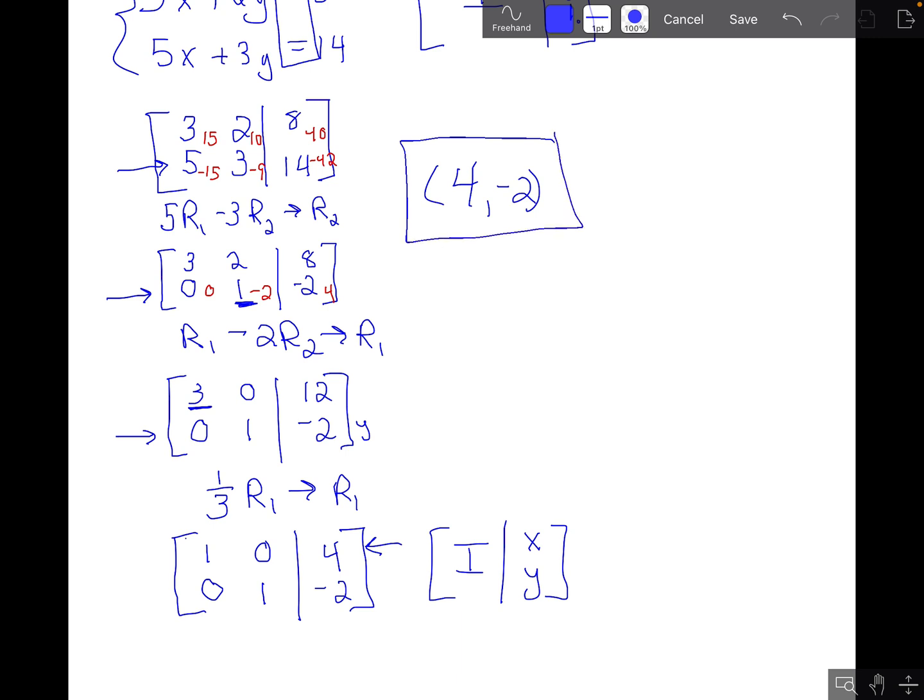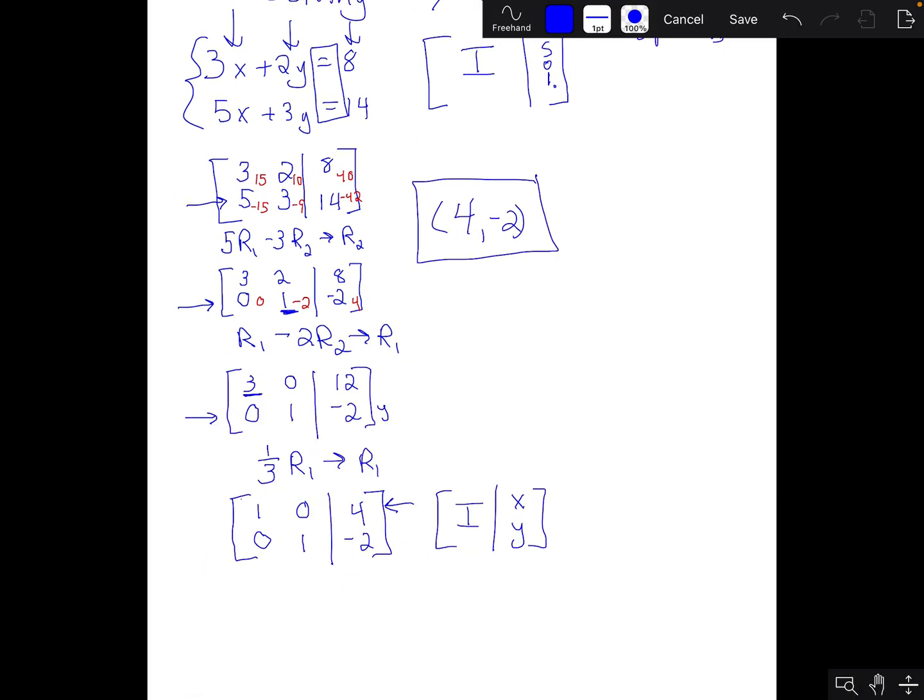And that's how we use row operations to solve a system of equations. Again, if I were to plug 4 in for x and -2 in for y back in the original problem, it would satisfy both equations. Okay, so I'll ask you guys to try a problem without me.